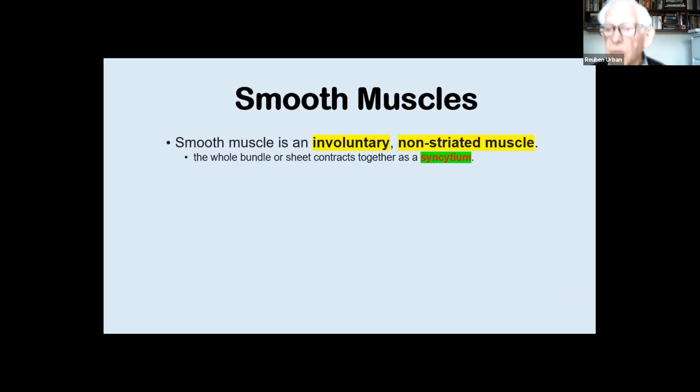All right, so that was the first type of muscle, the skeletal muscle. The second one is involuntary, it's non-striated, and it's called smooth muscle. It doesn't have the striations. And the whole bundle of it acts as one. Muscle contracting as one unit is called a syncytium. The heart muscle is also a syncytium.